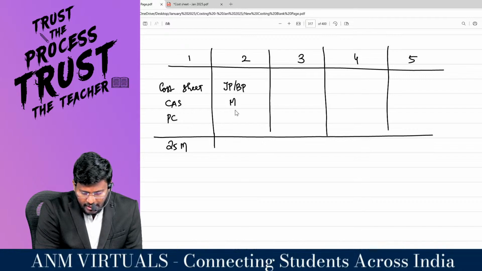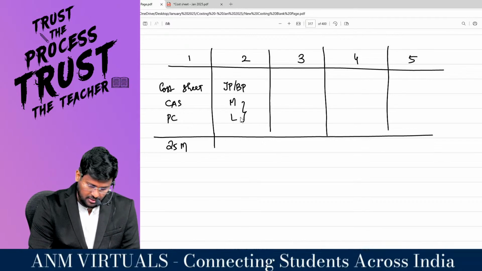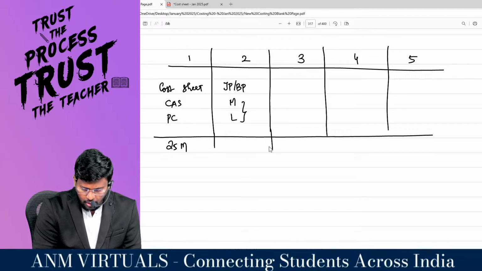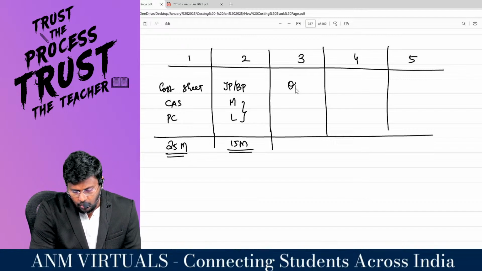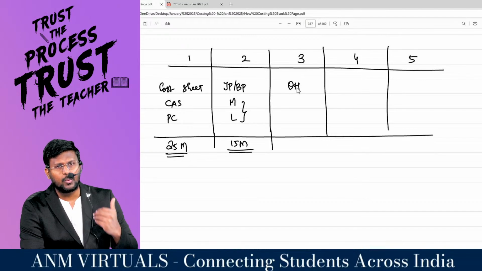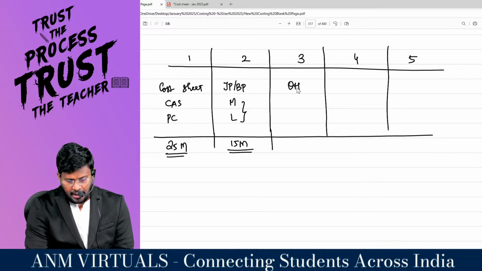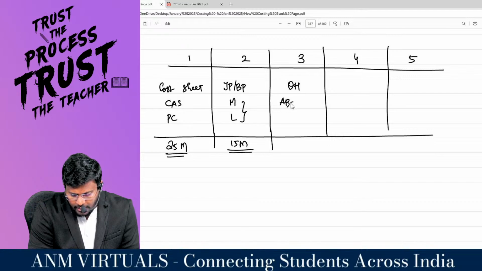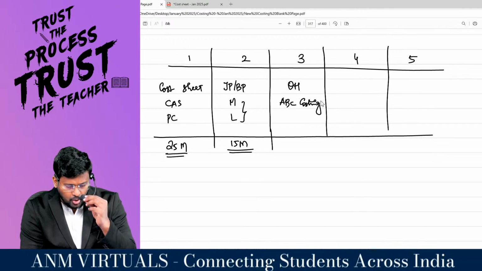Then we can come to material and labor, 2 elements of cost. This will come for nearly 15 marks in exam, minimum I am saying. And with regard to the third slot, we have overhead. I am continuing with the elements of cost, which is material, labor and overhead, and read with ABC costing, because immediately after overhead, we have to do the ABC costing.